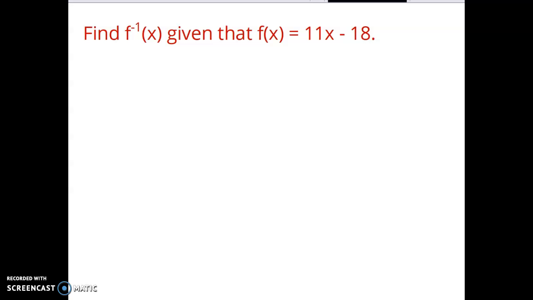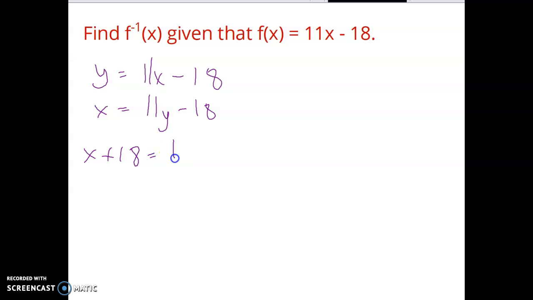Okay, let's see if you guys can find this inverse. Find it and then type it in using the equation writer. Okay, remember the steps. We're going to replace f of x with y. And we swap x and y. Okay, now we're going to solve for y. So add 18 to both sides. And then divide both sides by 11 to get y by itself. And then go back and replace y with f inverse x.